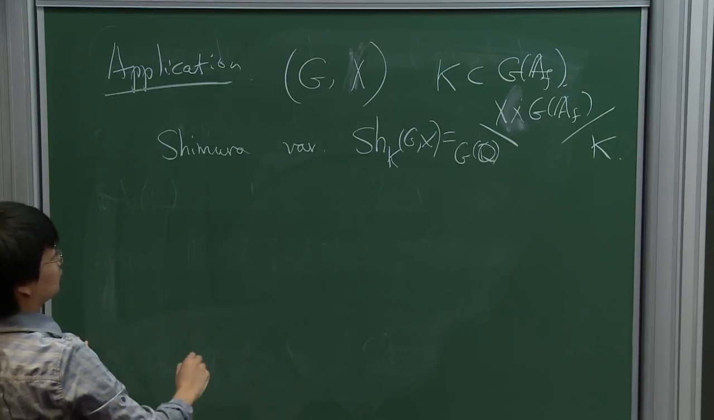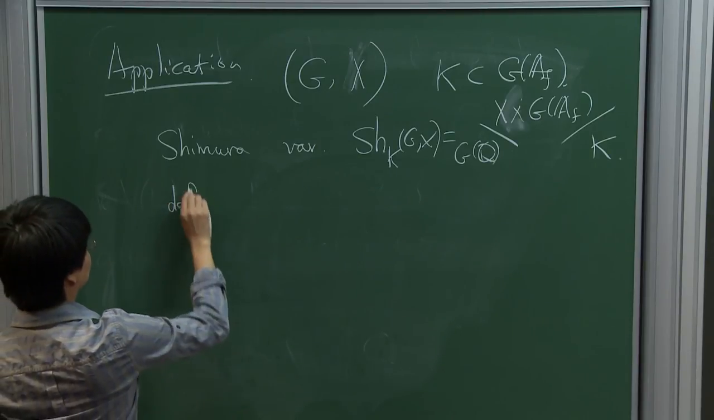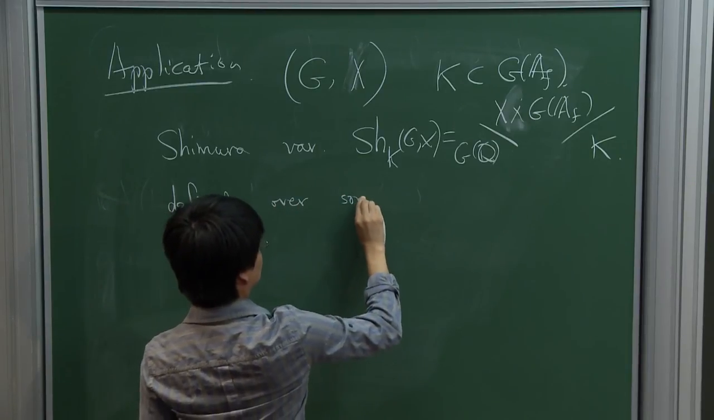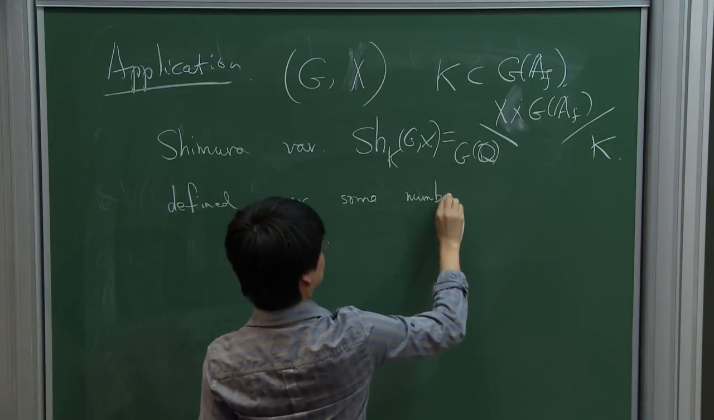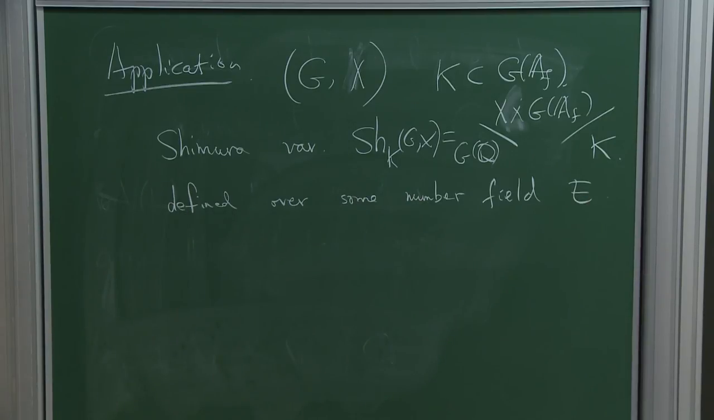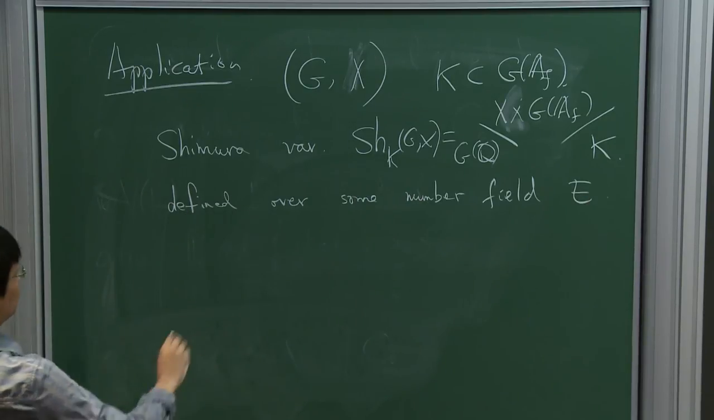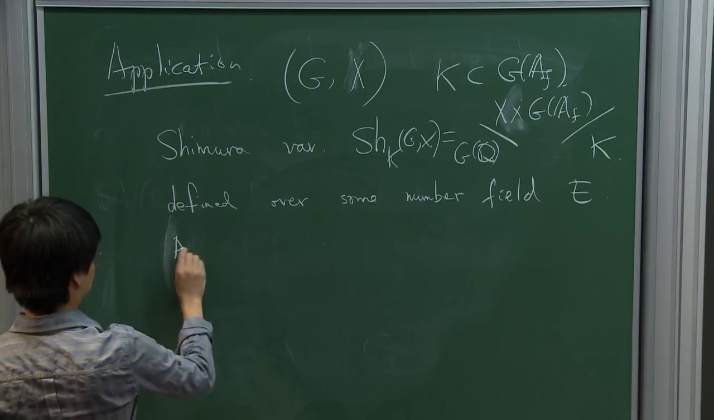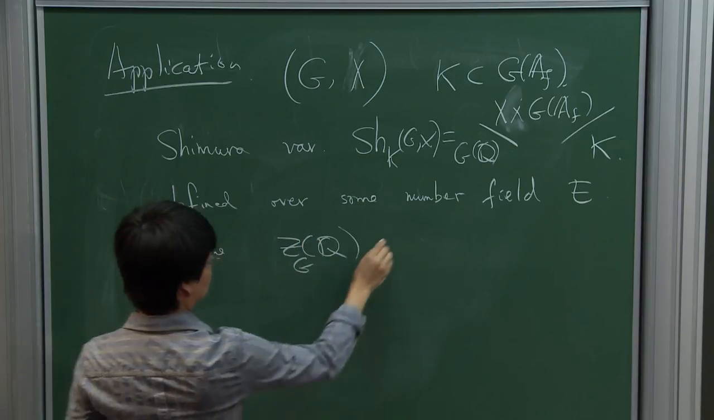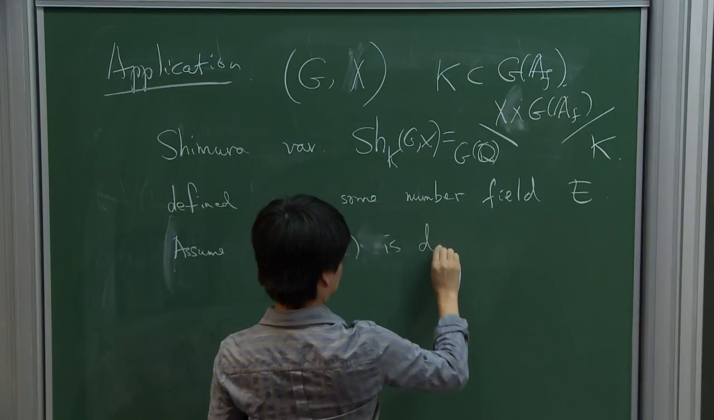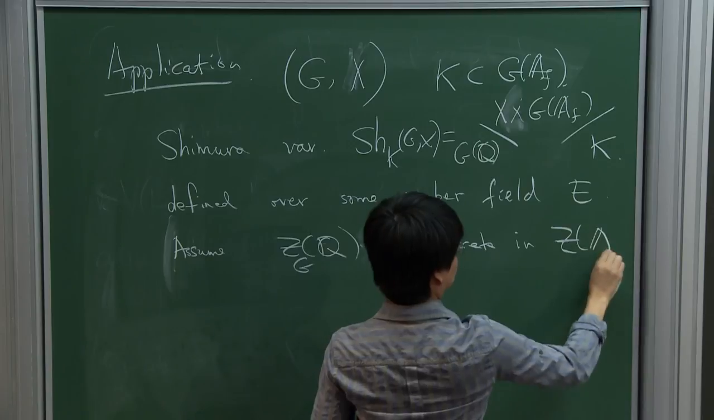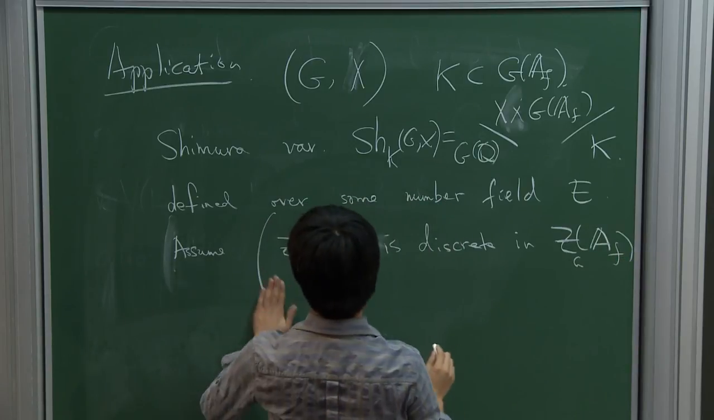But the theory of canonical models says that it is in fact a quasi-projective variety defined over some number field called the reflex field. Let me not go into the detail, but just say there's such a thing. Now, let me make the following assumption. Let's assume that the Q-points of the center is discrete in the finite adeles. This is a technical assumption you can ignore. So make this assumption.